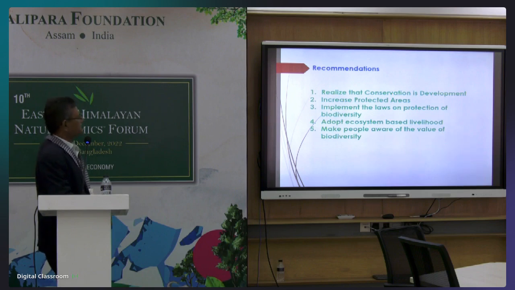We should realize that conservation is development, and increase research, increase protected areas, implement the laws on protection of biodiversity, adopt ecosystem-based livelihood, and make people aware of the value of biodiversity.